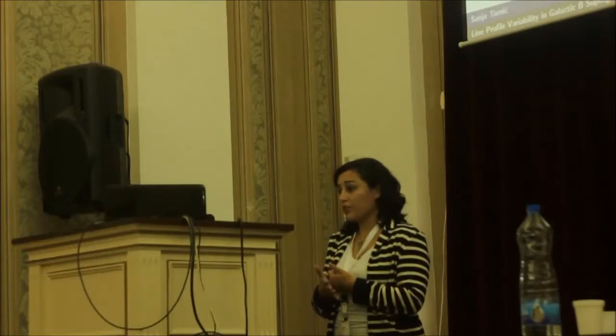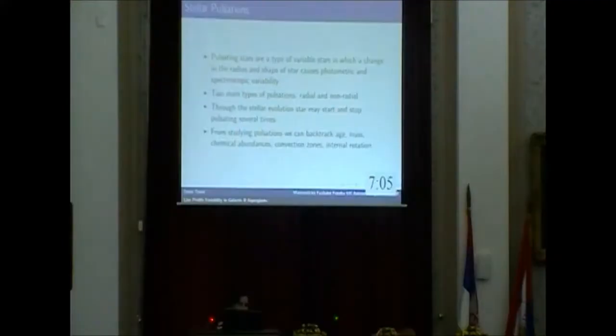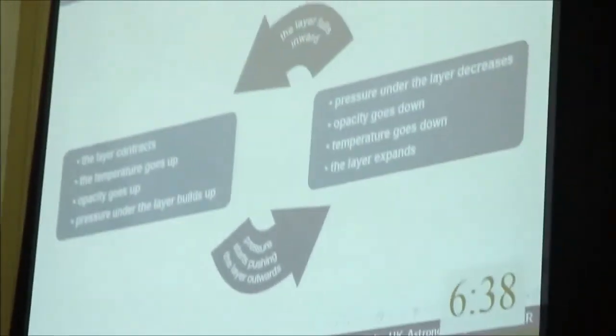So we distinguish radial and non-radial pulsations. Through stellar evolution, stars may stop and start pulsating several times. They can go through several instability domains, entering and exiting them. What is very important is that from these stellar pulsations, we can study a lot of stellar parameters. We can backtrack age, mass, chemical abundances, convection zones, internal rotation, and other things.